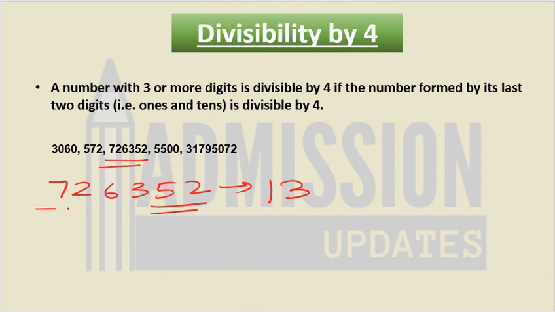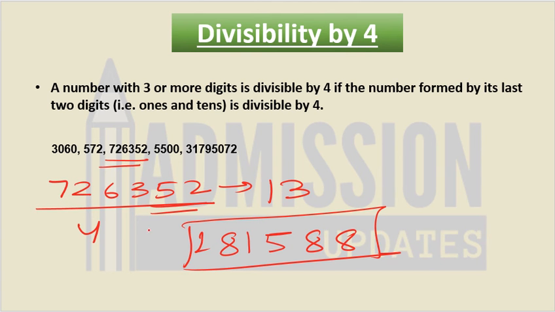And now let us check. 4 ones are 4, 4 eights are 32, 4 ones are 4, 4 fives are 20, then 4 eights are 32 and 4 eights are 32. So this number is divisible by 4 too. You can check the divisibility by 4 for these two numbers and comment in the comment box whether you are getting your answers or not.